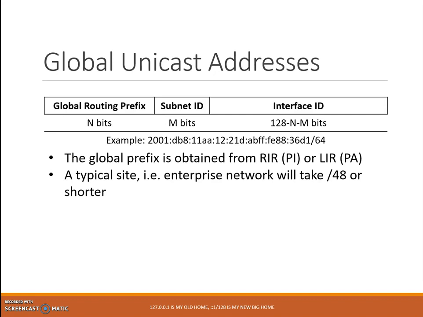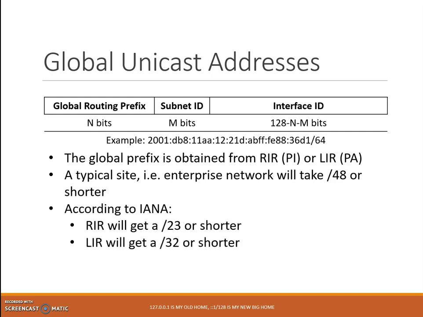A typical site, for example an enterprise network, will take /48 or shorter for the global routing prefix. /48 means 48 bits for global prefix, 16 bits for subnet ID, and 64 bits for the interface ID, according to IANA, which is responsible to delegate Internet services globally.